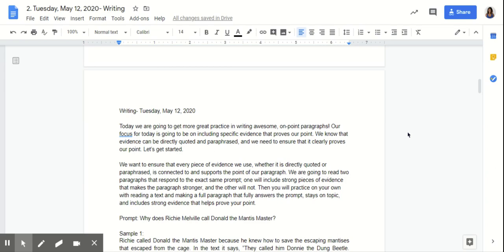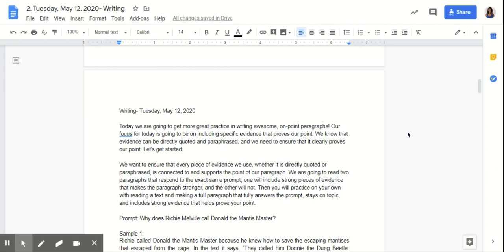Our focus for today is going to be on including specific evidence that proves our point. We know that evidence can be directly quoted and paraphrased, and we need to ensure that it clearly proves our point. So let's get started. I have been seeing some of you trying to put evidence, but not putting it in quotations when it's a direct quote from the text. So please make sure you're doing this.